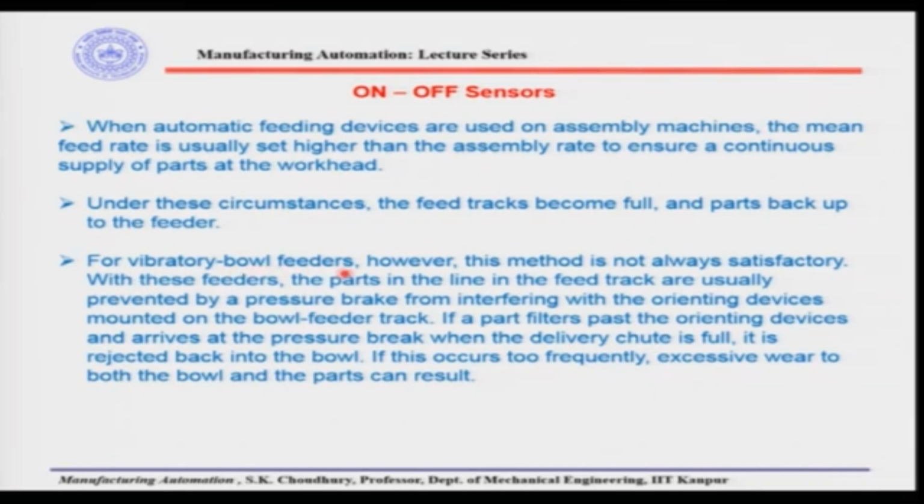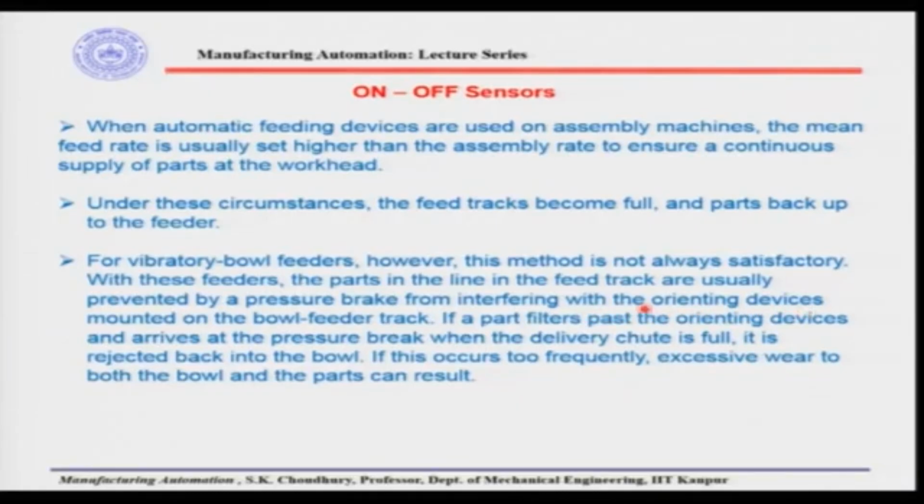For vibratory ball feeders, however, this method is not always satisfactory. With these feeders, the parts in the line in the feed track are usually prevented by a pressure brake. If you remember, we have discussed the pressure brake, which limits the path and makes the path less, so that the parts cannot negotiate this from interfering with the orienting devices mounted on the ball feeder track.